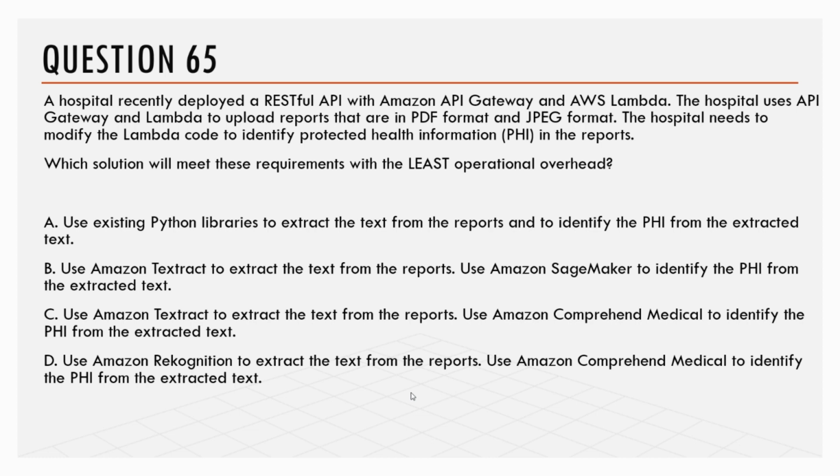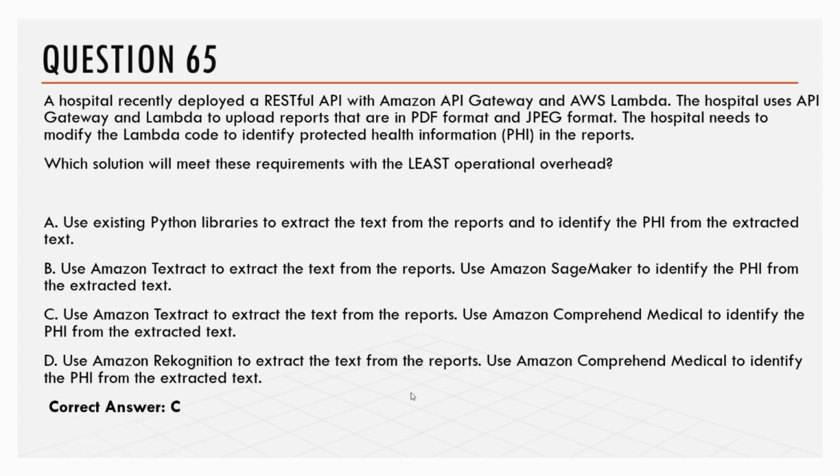Option B, use Amazon Textract to extract the text from the reports. Use Amazon SageMaker to identify the PHI from the extracted text. Option C, use Amazon Textract to extract the text from the reports. Use Amazon Comprehend Medical to identify the PHI from the extracted text. Option D, use Amazon Rekognition to extract the text from the reports. Use Amazon Comprehend Medical to identify the PHI from the extracted text.